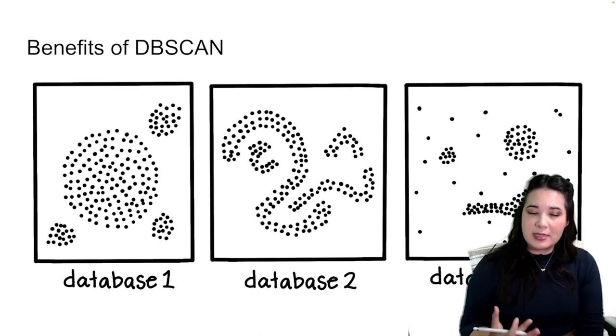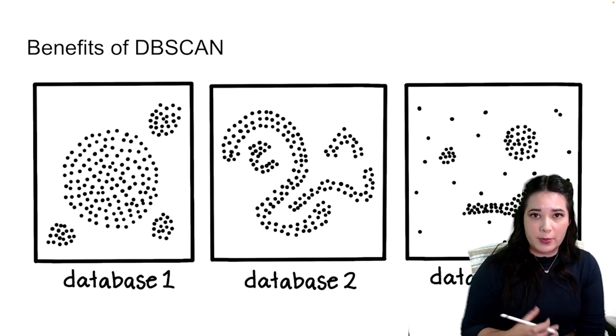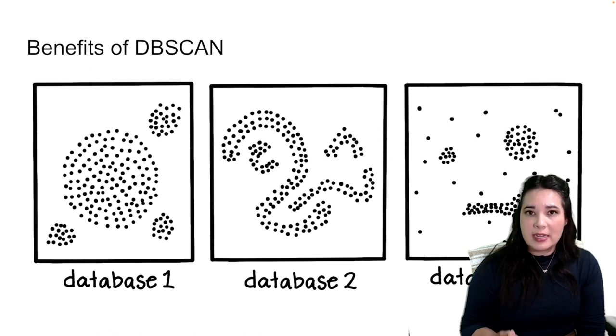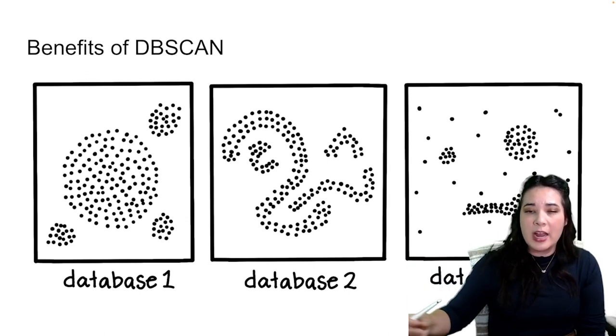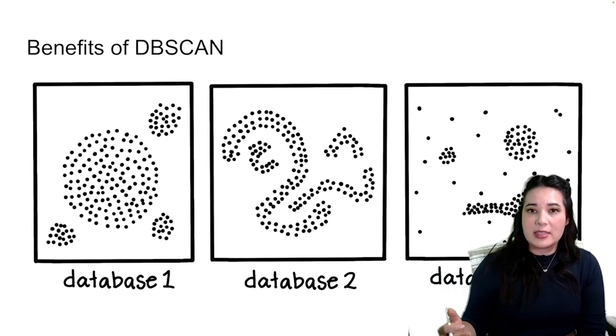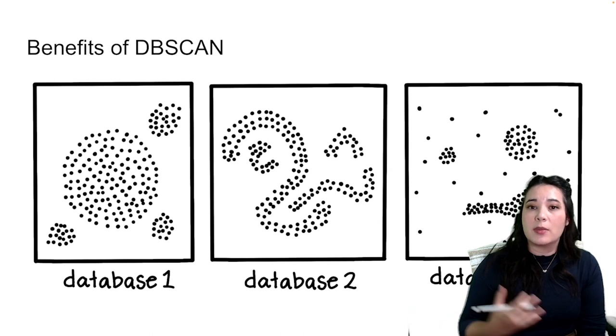Now, because DBSCAN values density, it's not necessarily going for cohesion, although DBSCAN works really well for cohesive clusters. What DBSCAN is valuing is that data points are very close to their neighbors, but because we're chaining points together, it's not necessarily the case that all of the data points in our cluster must be close together.